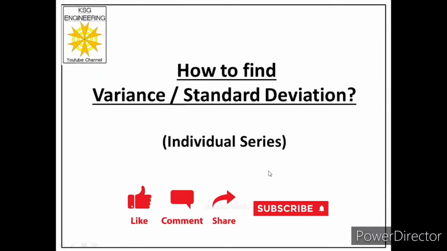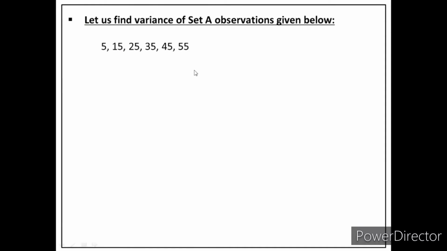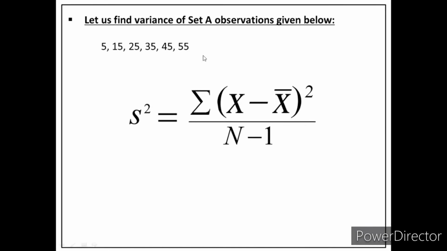So let us start this video now. We are taking one problem over here. We are given an individual series and we want to learn how to find variance and standard deviation for this given individual series. If you see carefully, you will find that in this series there are 6 values. So in this video we want to learn how to find variance first.